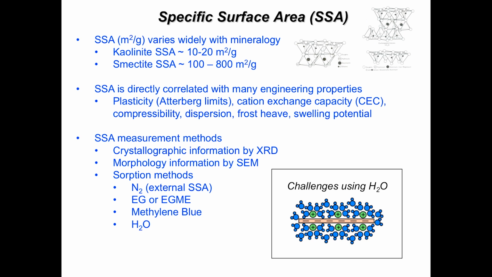It's one of these properties that can have a really wide range depending on what approach is used to measure it. Ways that surface area can be measured, though not very commonly done, at least in my circle, include using XRD to identify crystallographic information, or morphology by imaging. More commonly, sorption methods are used with a variety of different probe molecules: nitrogen, EGME, methylene blue. And here we're talking about using water vapor as a probe molecule for measuring surface area.